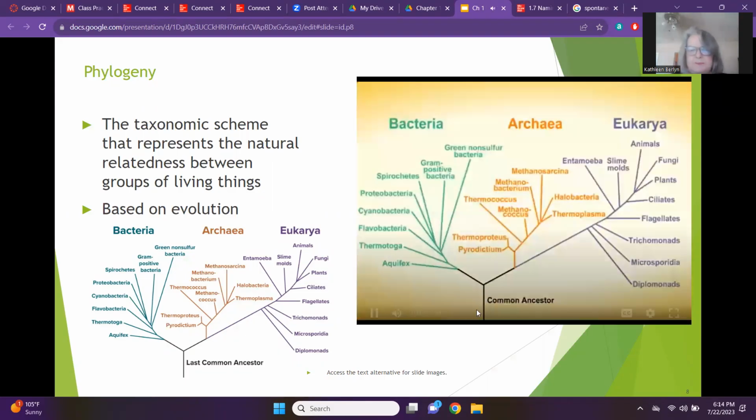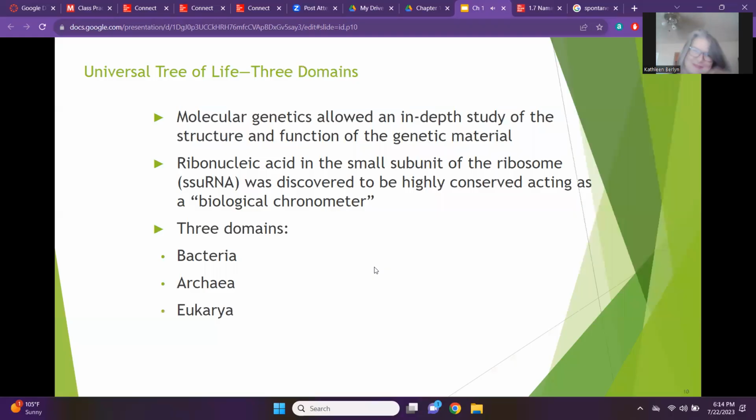Living organisms are divided into three. I don't think we need to listen to it twice, though.